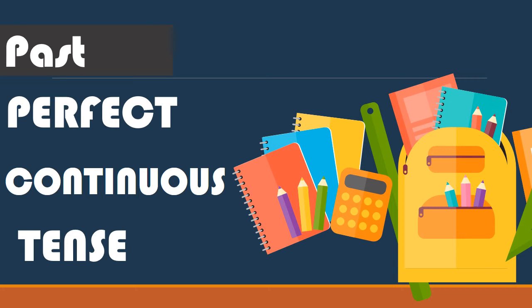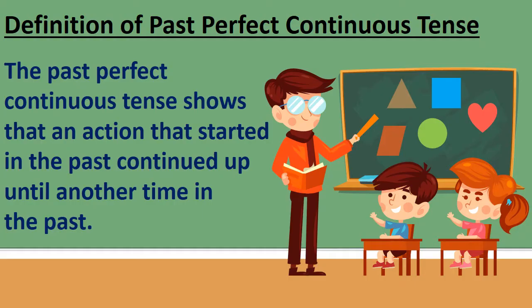Now what is past perfect continuous tense? What do you understand by past perfect continuous tense? My dear students, let's define that tense: any action which started in the past and continued in the past, but which gives you a time reference, is known as the past perfect continuous tense.